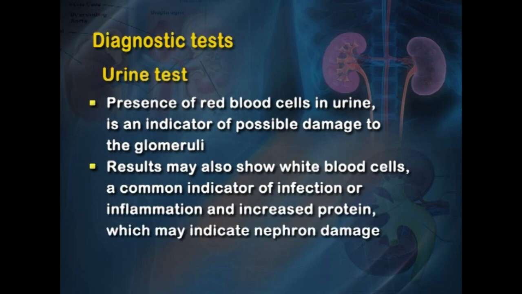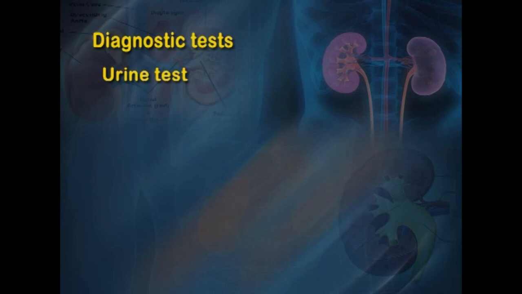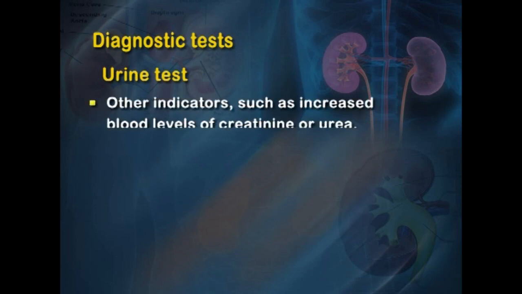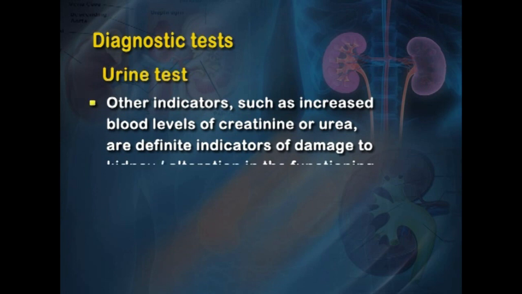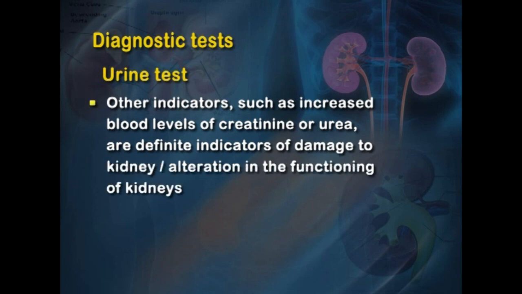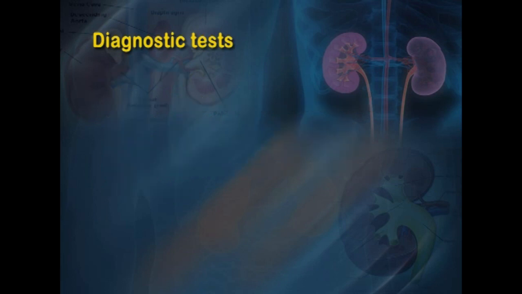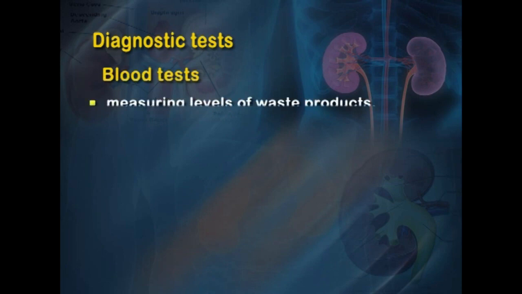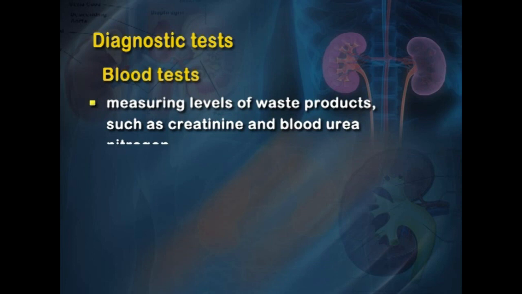There can be even increased protein, and that is again an indicator of nephron damage. Other indicators can be the elevated levels of creatinine or urea, because they suggest damage to kidney or an alteration in the functioning of kidneys. Apart from urine test, blood tests can be done. They measure the level of waste products. Most important are creatinine and the blood urea nitrogen, what is known as BUN. These are very important tests to assess how far the body is able to throw out the nitrogenous waste products.